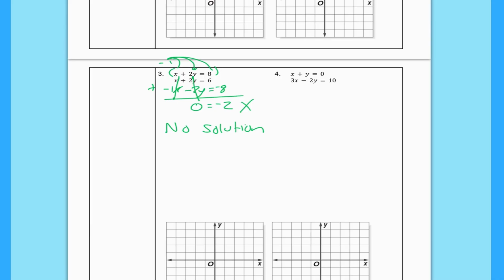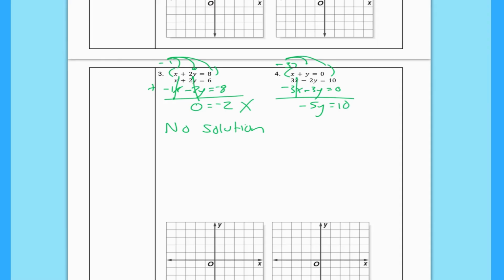And then for number 4, I'm going to choose elimination again. I'm going to choose to multiply the top equation by negative 3 to make those x's cancel. So negative 3 times x is negative 3x. Negative 3 times y is negative 3y. And negative 3 times 0 is 0. And then the x's cancel. That was what I wanted. I have a negative 2y and negative 3y makes negative 5y. And then 10 plus 0 is 10.